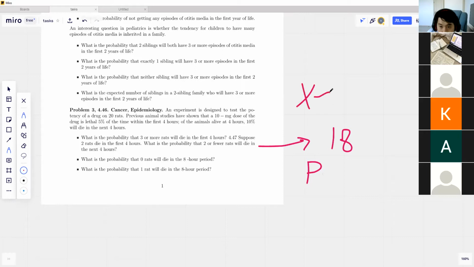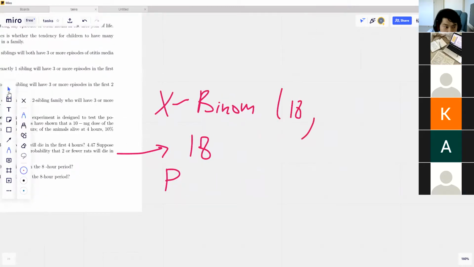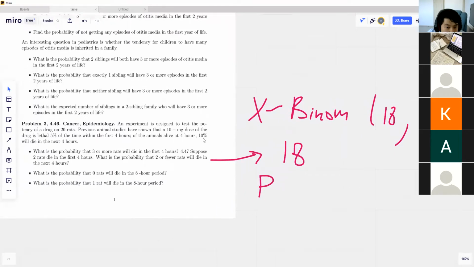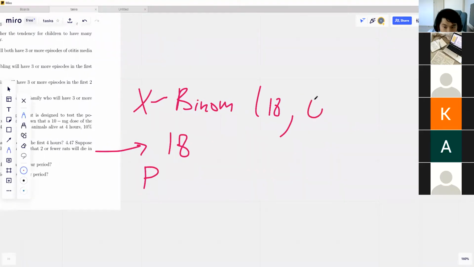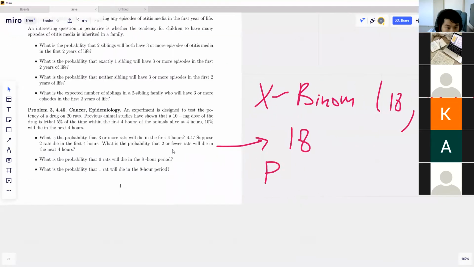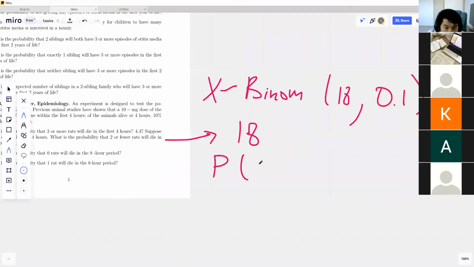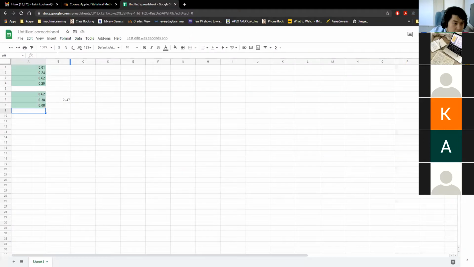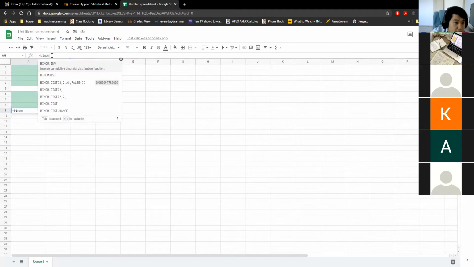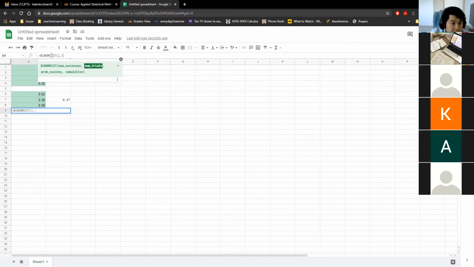So now this time, X is a binomial random variable. N is equal to 18. So 18 rats left after the first 4 hours. And in the next 4 hours, the lethality rate increases to 10%. So P is equal to 0.1 now. What's the probability of 2 or fewer? Okay, so we need to find the probability X is less than or equal to 2. Number of successes 2, number of trials 18, probability of success 0.1, cumulative true. All right, so 73%.